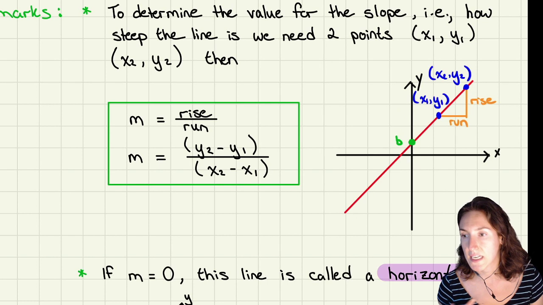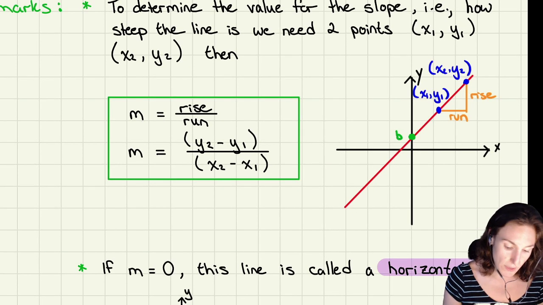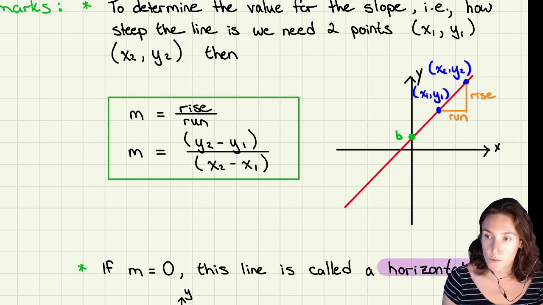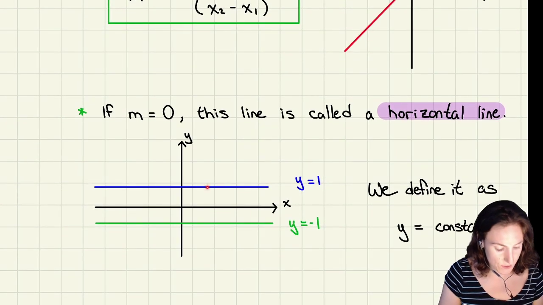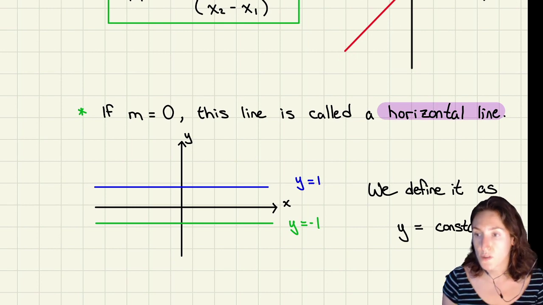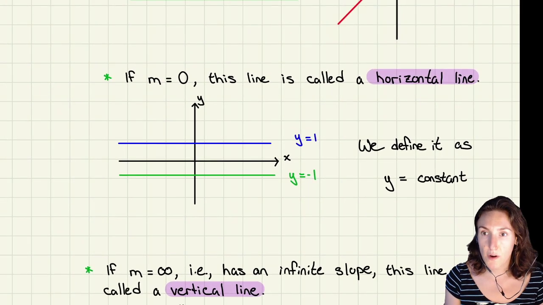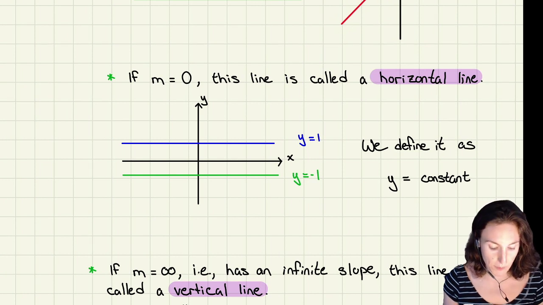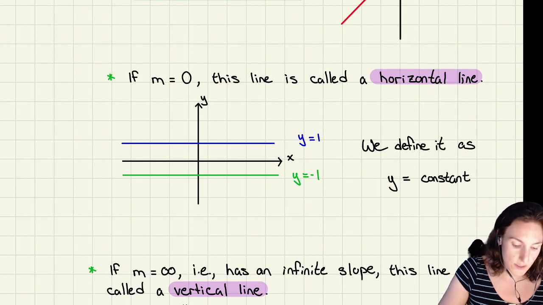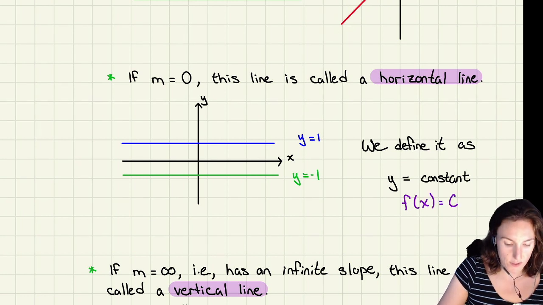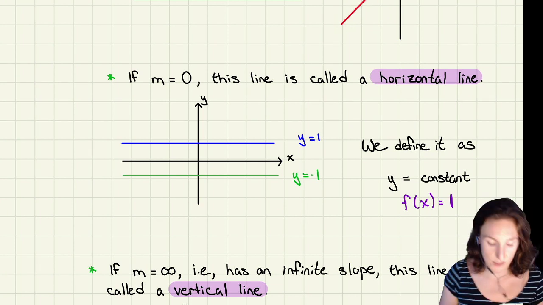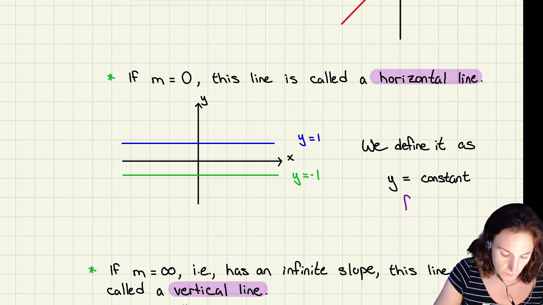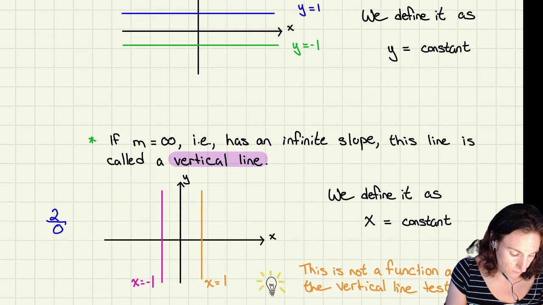Now, a few different types of lines, if you will. So if your m is equal to 0, in other words, you have a flat line, something like this, this is referred to as a horizontal line. And in terms of writing out its equation or its expression, we write it as y is equal to a constant, or if we wanted to, we could say f of x is equal to a constant. So in this case, for example, I could refer to that blue line as f of x is equal to 1 if I wanted to. Okay, so these are horizontal lines.